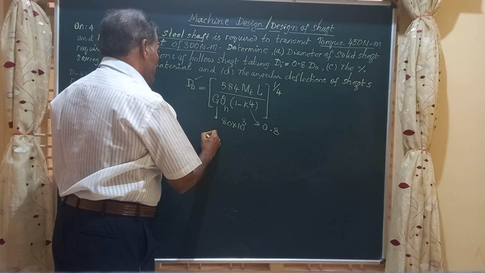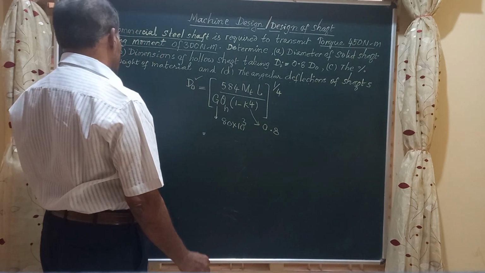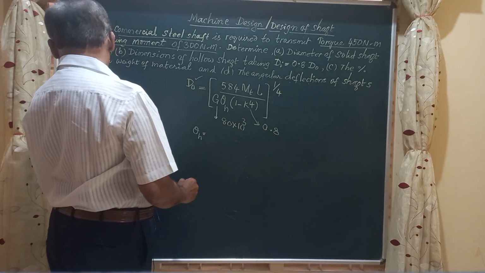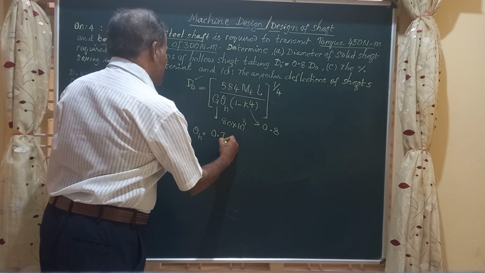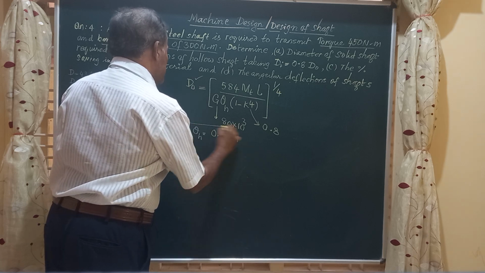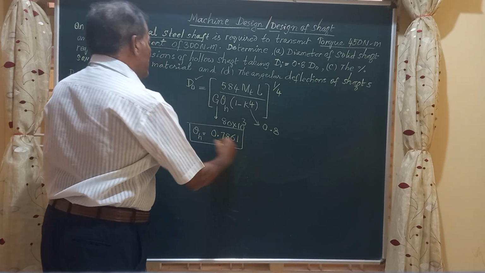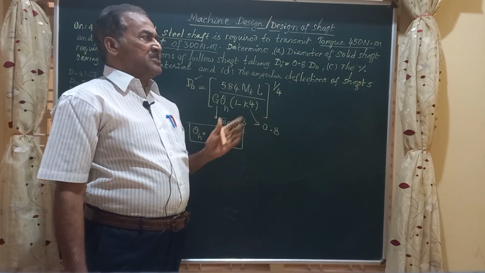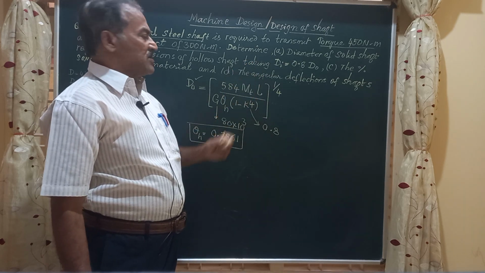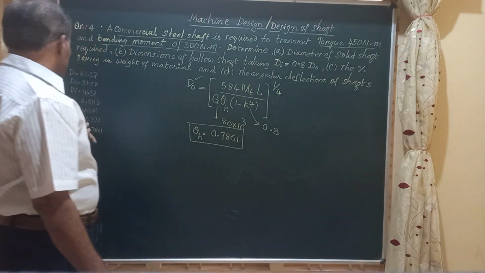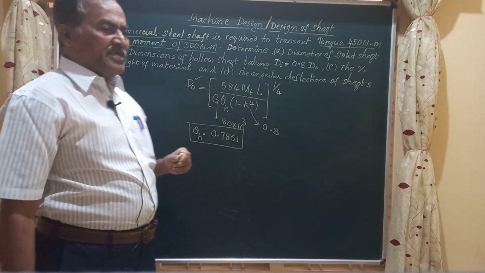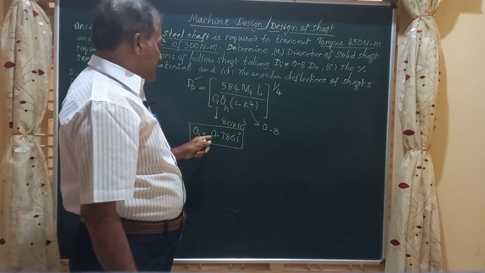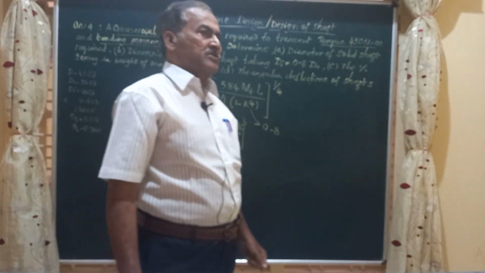If you simplify this, you get D_o, or you can say theta_h in this question, is equal to 0.7861. Friends, you are able to solve the complete problem. And friends, if you observe here in the last bit, that is the fourth part of the question, the angular deflection of the solid shaft is 0.937 degree, whereas for the hollow shaft it is just 0.7861.